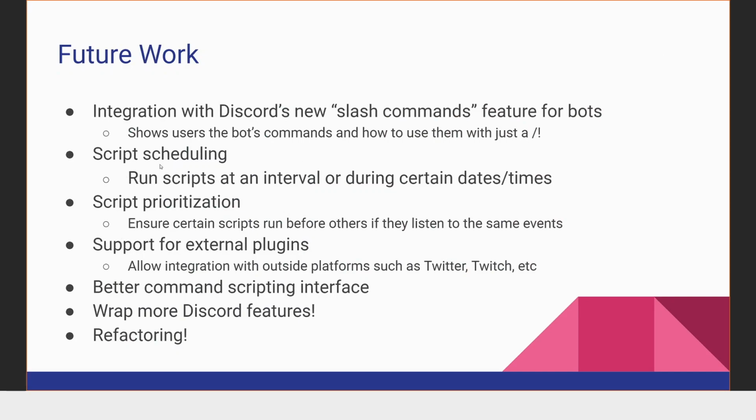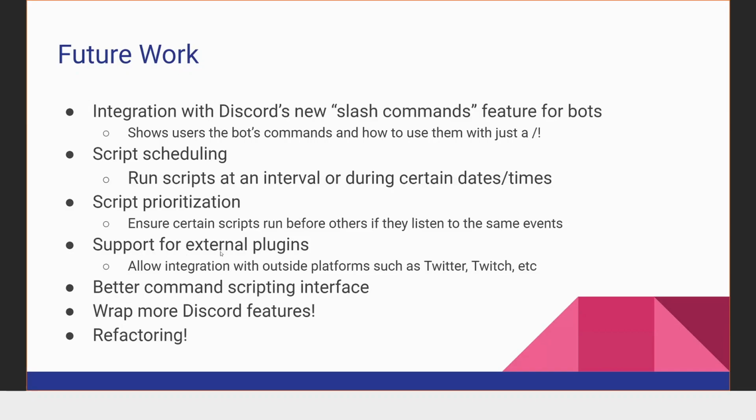The next thing is script scheduling, where you can run scripts at an interval or during certain days or times that don't actually rely on an event. So you can just, for example, go through the list of users and check names or do whatever you want. Also, script prioritization. So if you have 2 scripts that run the same event, they will run in some random order. And so being able to prioritize them may be useful.